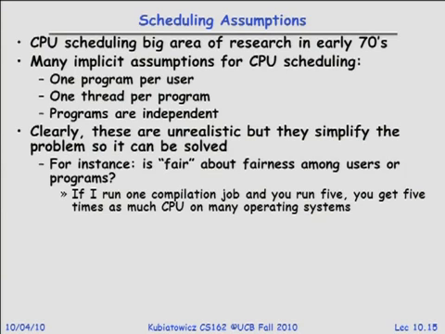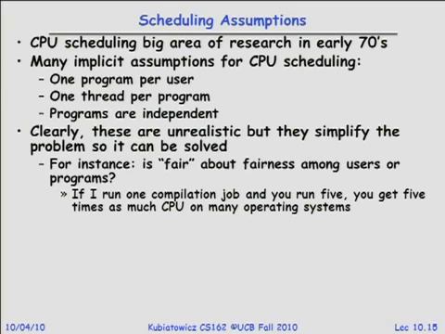What does the word fair mean? If I run one compilation job and you run five, is it fair that I get one fifth of the CPU you do? Or should it be the case that each of your five compilation jobs gets one fifth of the CPU of my compilation job? Which one is more fair? How many people think the first one is fair? The more jobs you run, the more CPU you get. Okay, a couple of people. How many think it's more fair to take each user and give them a fixed amount of CPU no matter what they run?